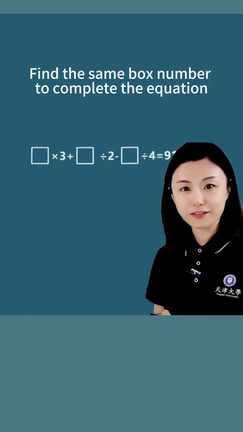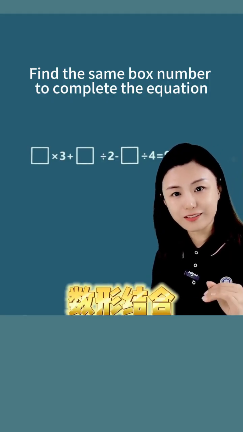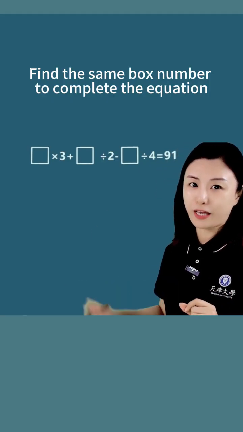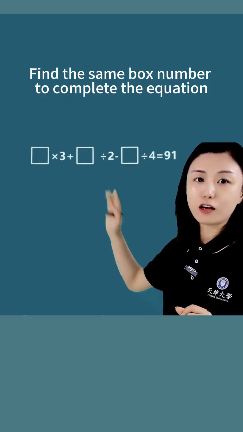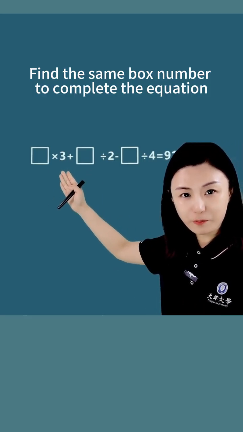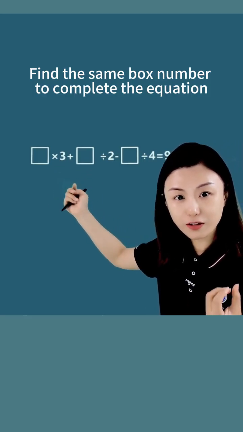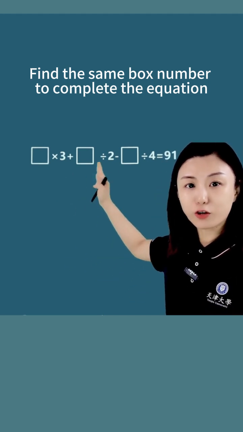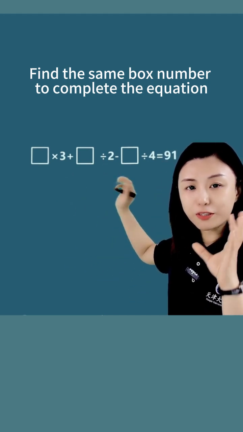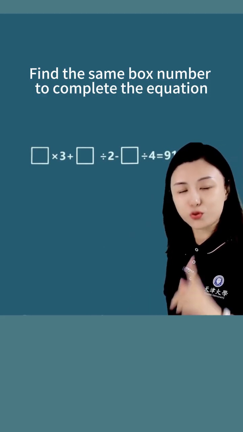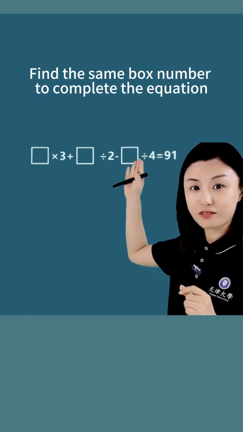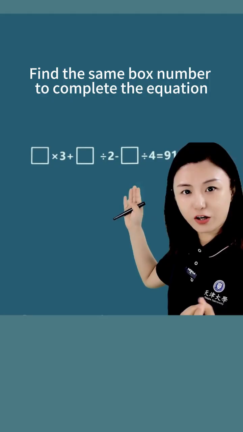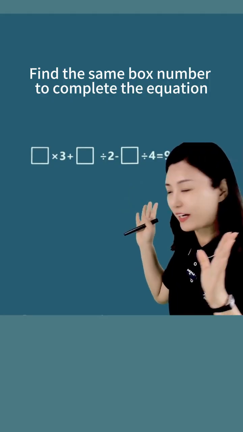At this stage, the best method for our kids is to combine numbers and shapes. How do we draw a diagram to look at this? Look, what does box times 3 mean? Doesn't it represent adding 3 boxes together? Right? What about box divided by 2? It means dividing one box equally into 2 parts and taking 1 part. And divided by 4 means dividing it into 4 equal parts and taking 1 part, right?